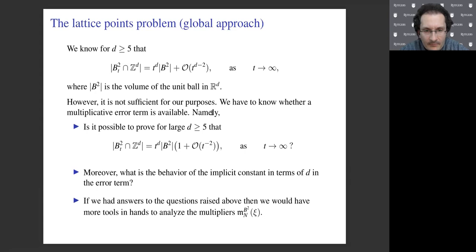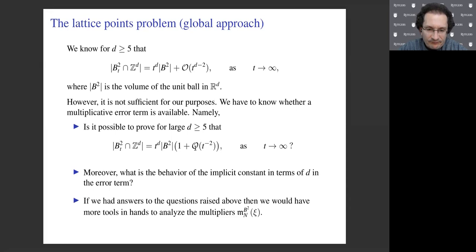But unfortunately, this result is not sufficient for our purposes. The problem is that in our case, we need the error term in the multiplicative form, which is in the form of this. So we are interested in the multiplicative error term, and of course, when the dimension is fixed, this multiplicative error term can be derived from the additive error term. But when we ask about uniformity in the dimension, it's a quite subtle question, because here the implicit constant may depend on the dimension. But we want the implicit constant to be independent of the dimension.